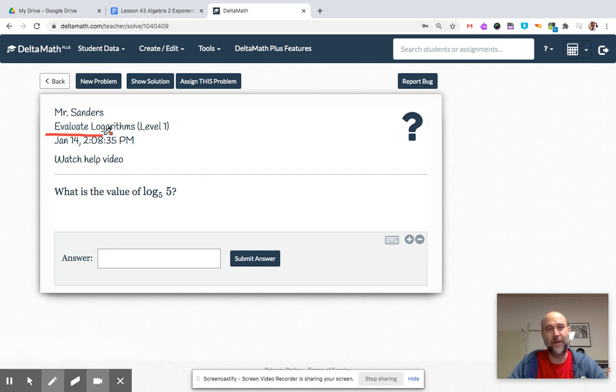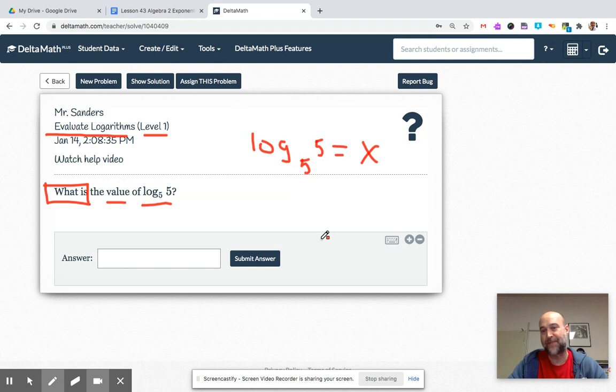We are trying to evaluate logarithms, and we're at the first level here. What is the value of log base 5 of 5? So we just want to write it out in a form that we can see a little bit easier. It's equal to some value that we don't know. We'll call that value x.